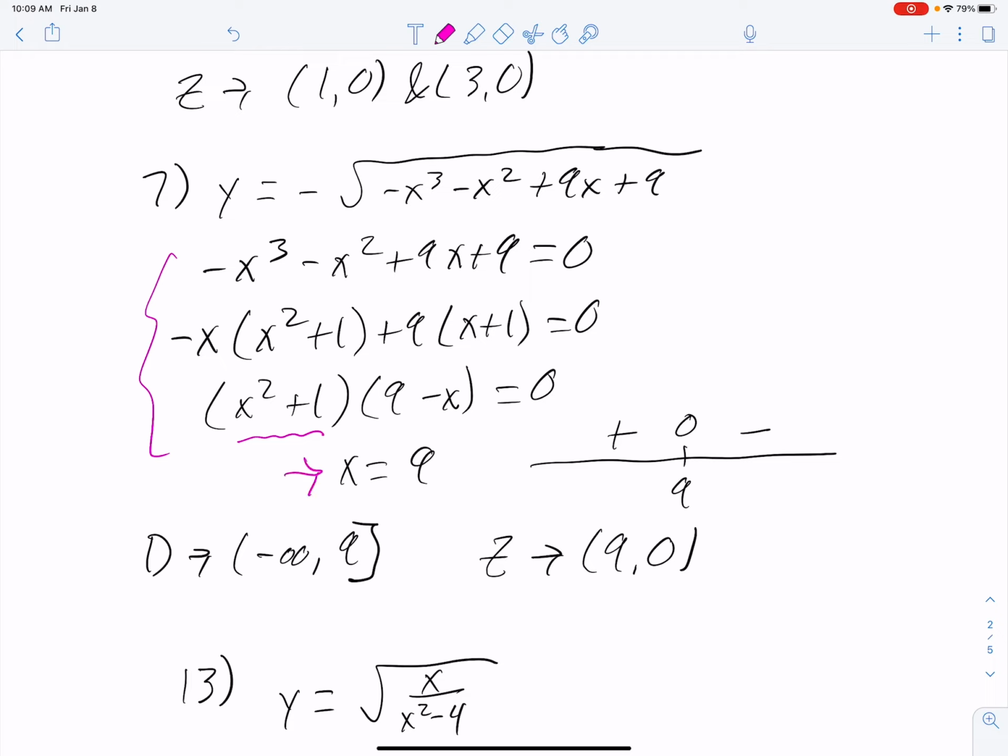And remember, I'm using the function inside the square root to make my sign pattern. This is not a sign pattern of the square root. The only place this function is positive is before 9. So I have my domain, -∞ to 9. I have my 0.